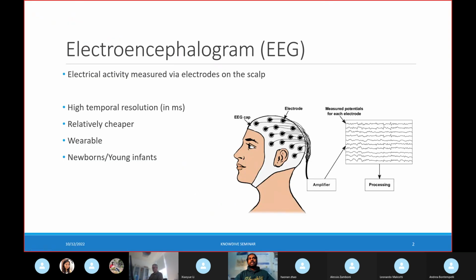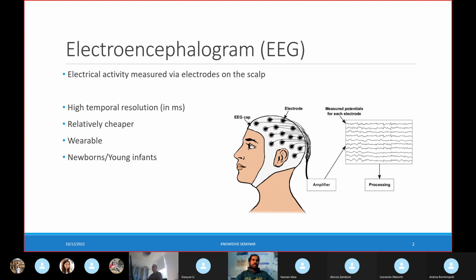EEG, electroencephalogram, is basically the electrical activity measured at the scalp via electrodes. Here in the image, you see a person wearing an EEG cap with a set of electrodes that record the electrical potentials for each electrode, and then this data set can be used for further processing.